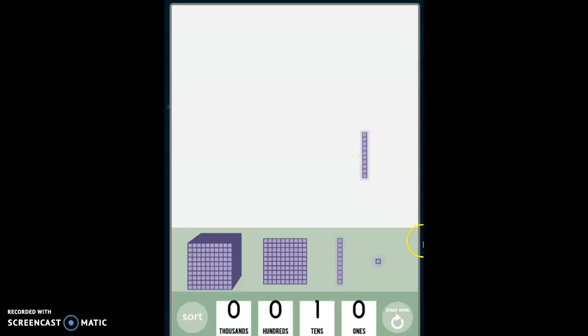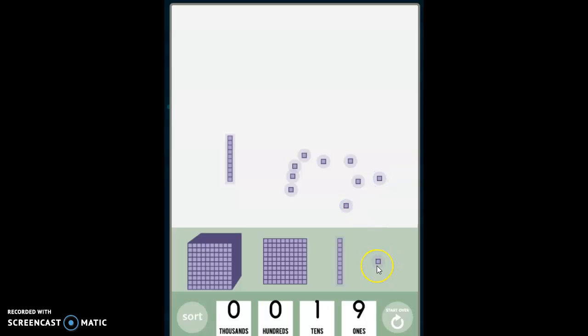This is tens. Now, I'm going to try this again, but I'm going to continue counting. So I have 10. Well, I can keep adding. There's 11. Now I have 12. Now I have 13. Now I have 14. Now I have 15. And 16. So 16 is one group of tens, and 6 ones. 17. 18.